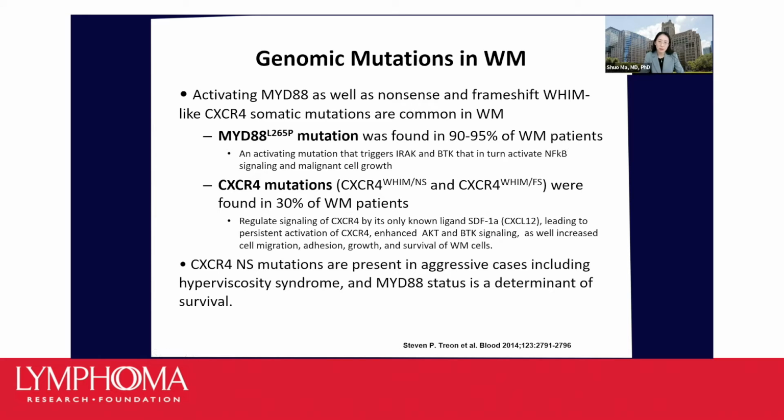Another important mutation in Waldenström patients is the CXCR4 mutation. This is not as common; it's only present in about 30% of patients. The presence of this mutation usually correlates with disease of a faster pace of progression and a higher level of IgM protein. And there are also some data showing that the presence of this mutation might correlate with a not-as-optimal response to the BTK inhibitor compared to those patients who do not have this mutation.